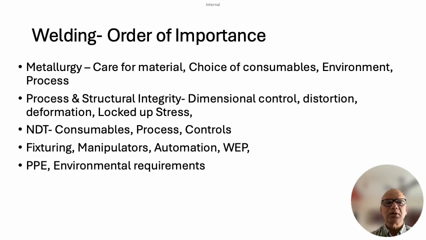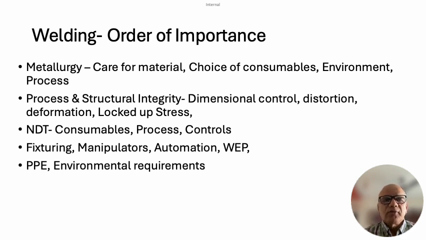First understand the metallurgy, then understand the process and the structural requirements, then go to NDT and understand what kind of defects are acceptable or not acceptable, which are the methods which we are going to follow, and then work on fixturing and then work on PP. Only when all these activities are done, the welding engineer has really understood and done his job. So this is only the order of importance, the priorities.